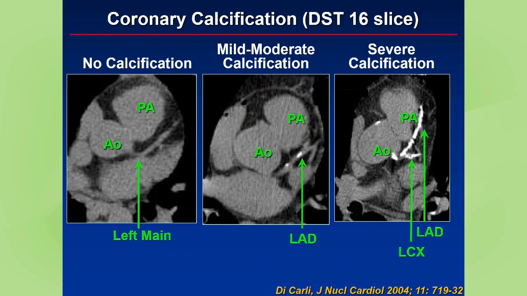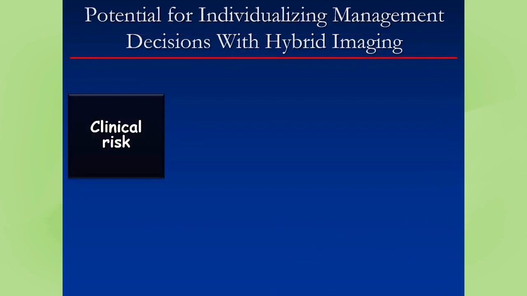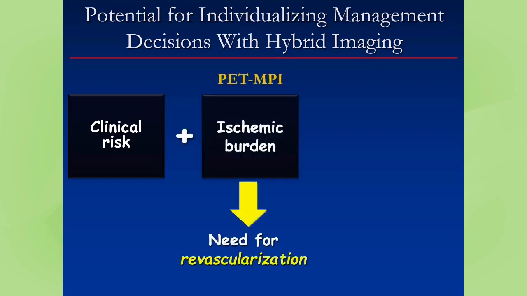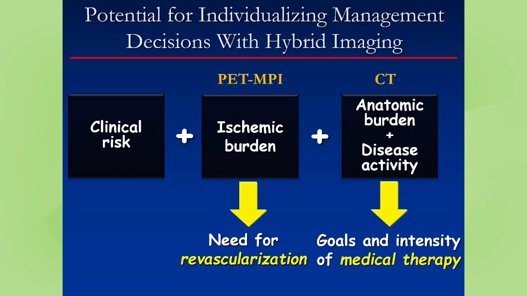So here you can see coronary calcification, and we've got no coronary calcium on the left. In the middle, we've got mild to moderate calcification, and on the right, severe calcification, where you can see the entire vessel affected. It's worth noting that when we're dealing with hybrid imaging, and in this case, we might not call it classic hybrid imaging in that we're not getting a full cardiac CT, but certainly the coronary calcium provides added information. So we take our clinical risk and we add our ischemic burden by the PET, and that helps tell us the need for revascularization.